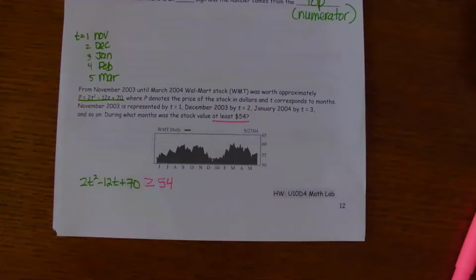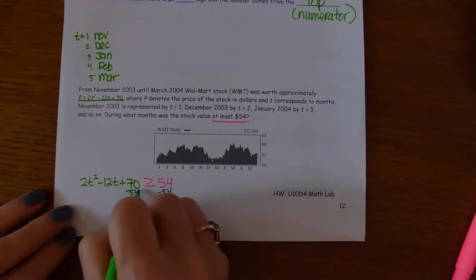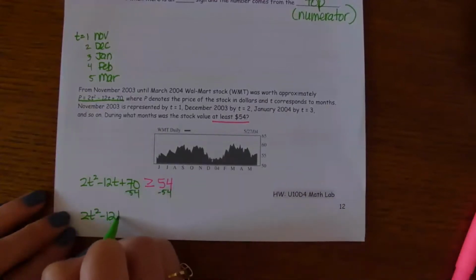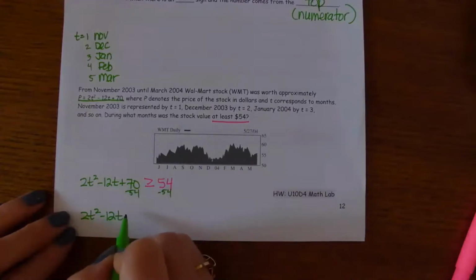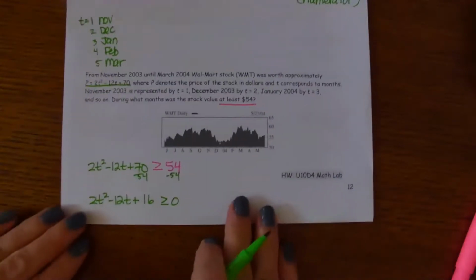Now we haven't done one with a number on one side. We need it to be a 0. So what should we do? Subtract 54 from both sides, right? So what do we have? What's 70 minus 54? That's 16, right? We like that a lot better. That looks a lot easier.